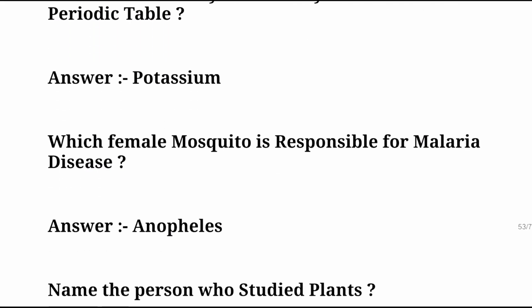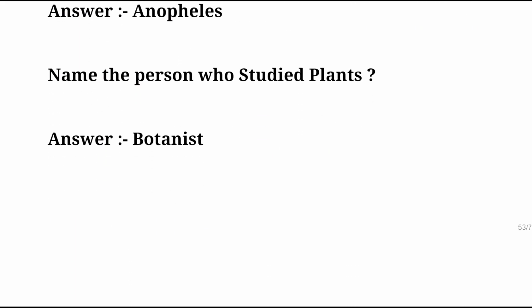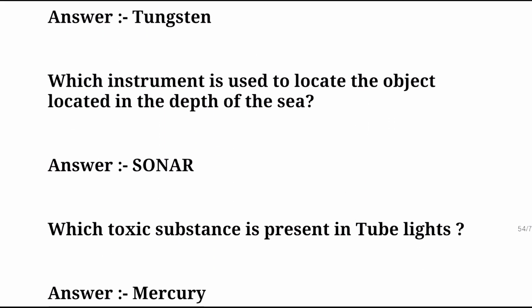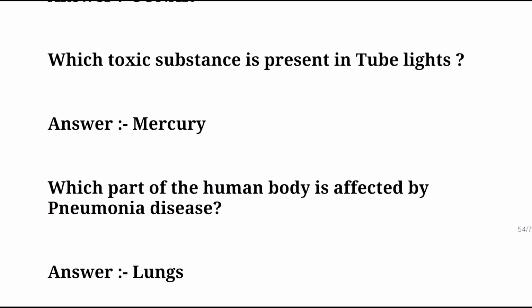Answer: potassium. Which female mosquito is responsible for malaria disease? Answer: Anopheles. Name the person who studied plants. Answer: botanist. Which metal has highest melting and boiling point? Answer: tungsten. Which instrument is used to locate the object located in the depth of the sea? Answer: sonar. Which toxic substance is present in tube lights?